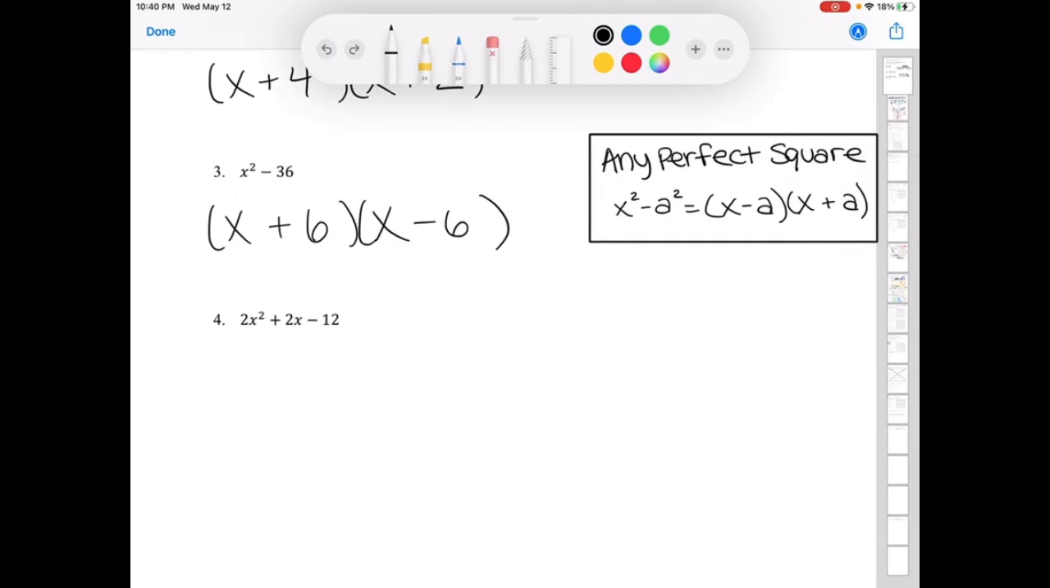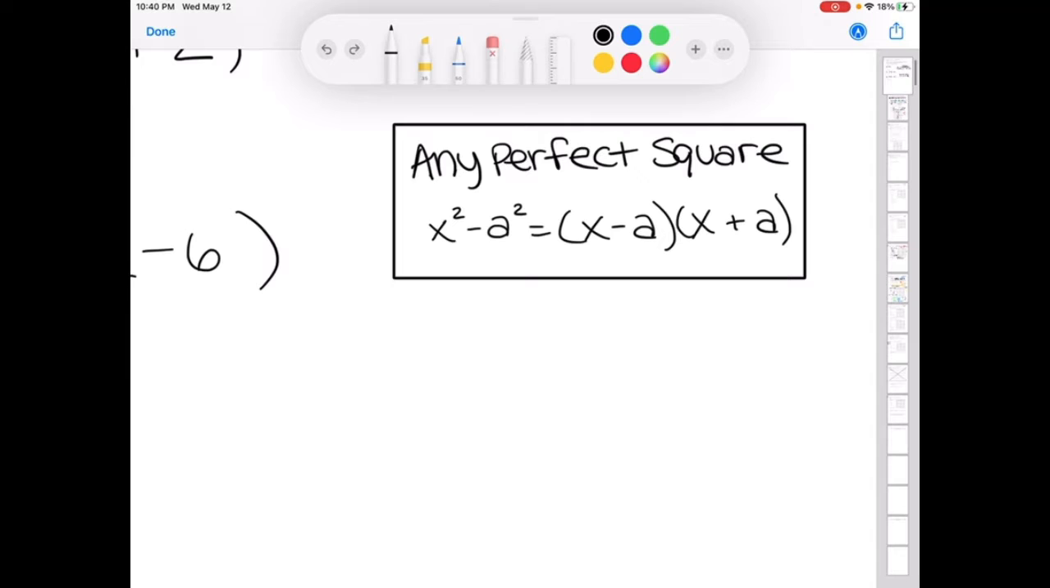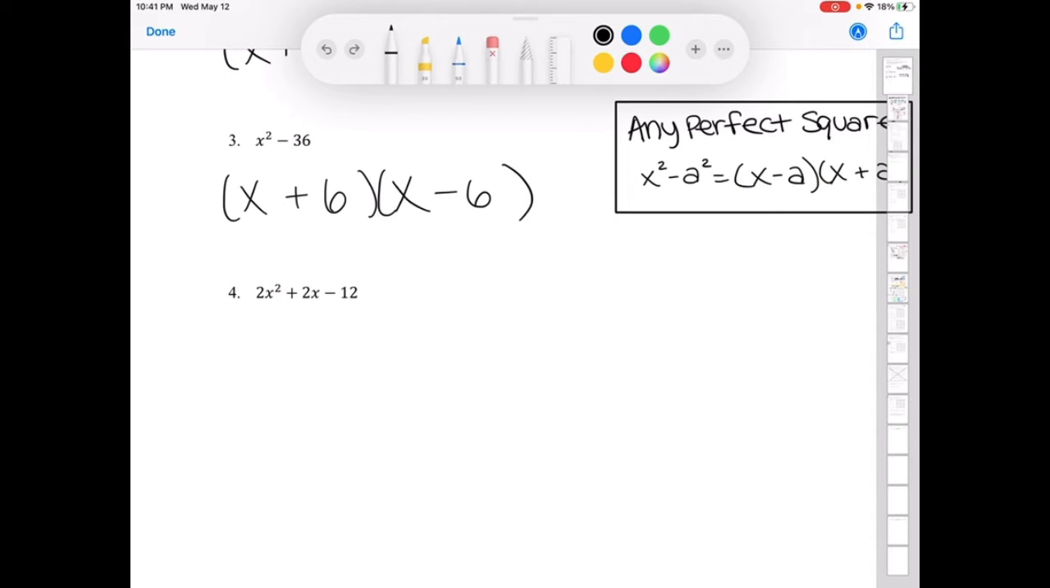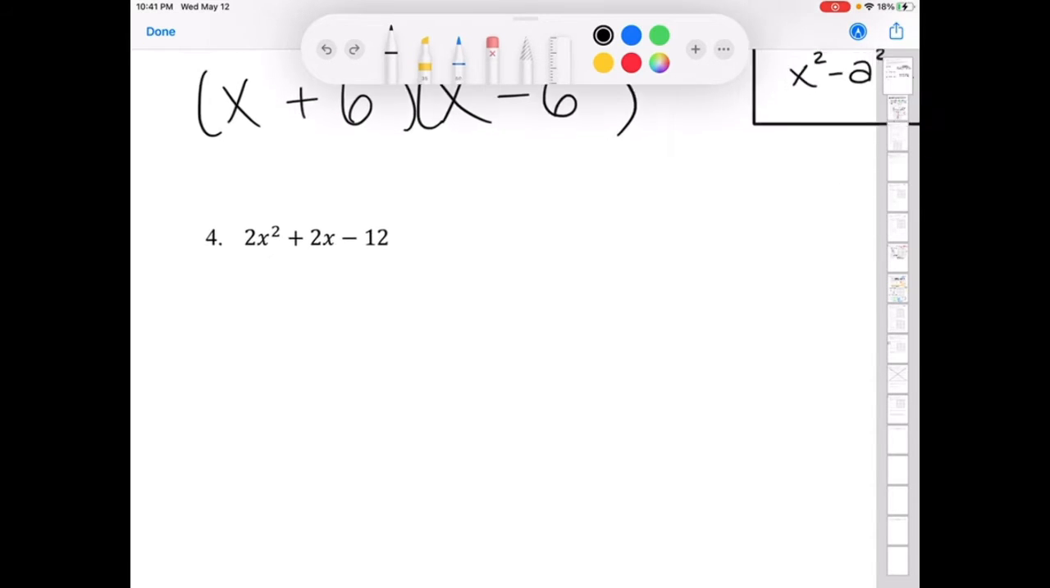Side note, we know that any perfect square in the form x squared minus a squared can be factored into the expression x minus a times x plus a, and we worked on that during our factoring unit. So just a little reminder there that if you didn't get this x plus 6, x minus 6, if you remembered that, that would have also gotten you to the same result.